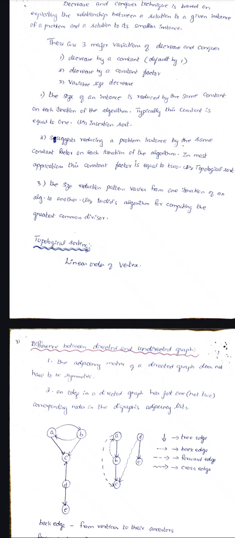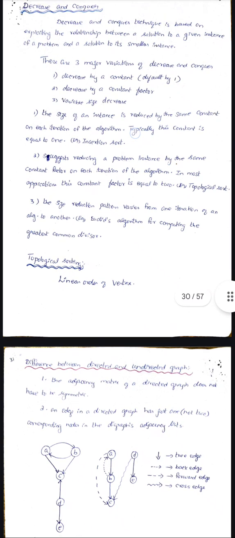The second one suggests reducing the problem instance by the same constant factor on each iteration of the algorithm. In most applications, this constant factor is equal to 2. Example: topological sort. In the third, the size reduction pattern varies from one iteration of the algorithm to another. An example is Euclid's algorithm for computing the greatest common divisor.